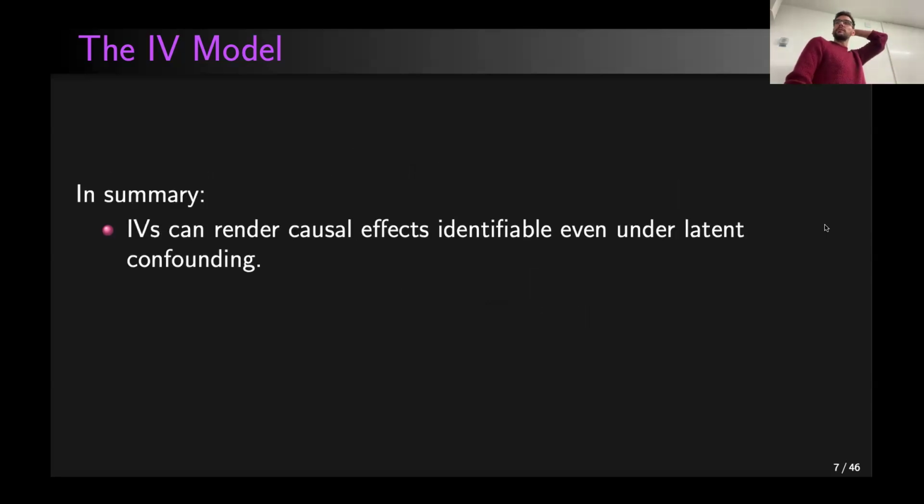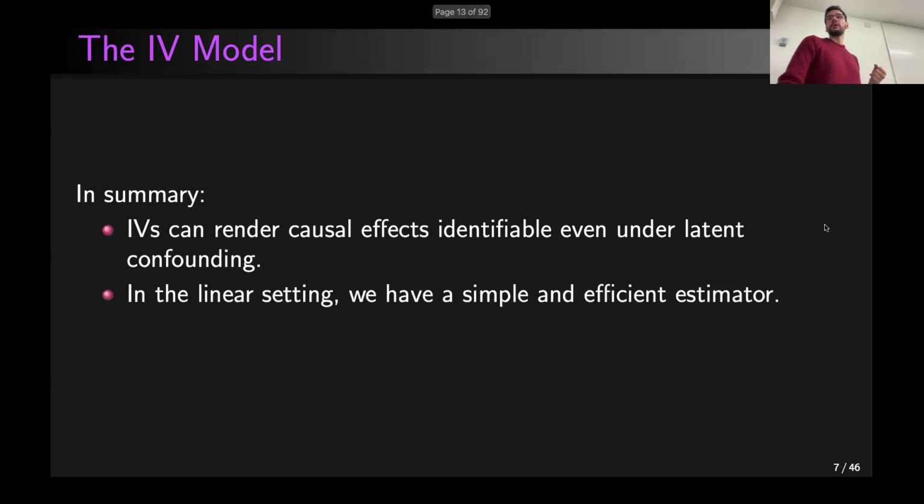So in summary, why do we like instrumental variables? Because they render causal effects identifiable even under latent confounding. So this worry about latent confounders goes away in an IV design, at least if your assumptions are met. And in the linear setting, there's a really simple and efficient estimator. This is the nice stuff about IVs. This is why people care about this setting at all. And I've also been talking about the health Mendelian randomization setting.